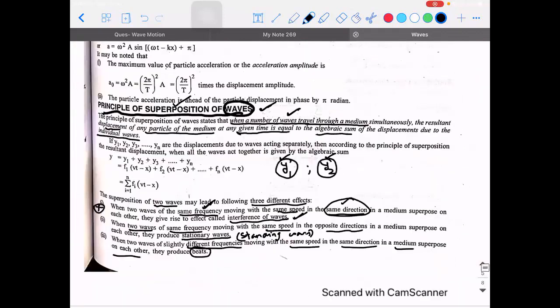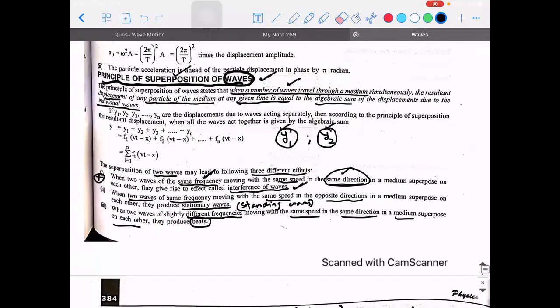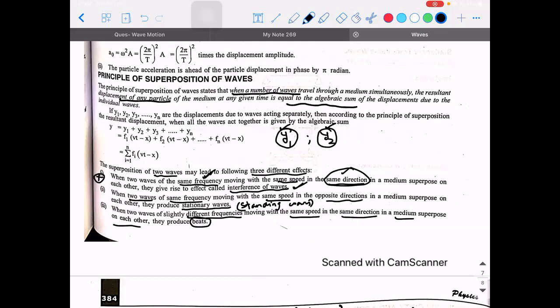Before I explain what is a standing wave, we need to understand what is the principle of superposition of waves. So this term is not new to you guys. We have seen it in many places. So what does the principle of superposition mean? It means when you have a number of waves which travel through a medium simultaneously, then they can superpose on each other, correct? Superpose means they can get added up such that the resultant displacement of any particle in the medium at a given point is equal to the algebraic sum of the displacements due to the individual waves.